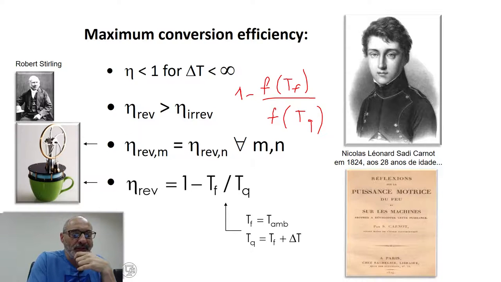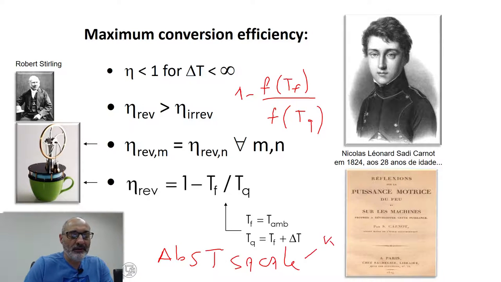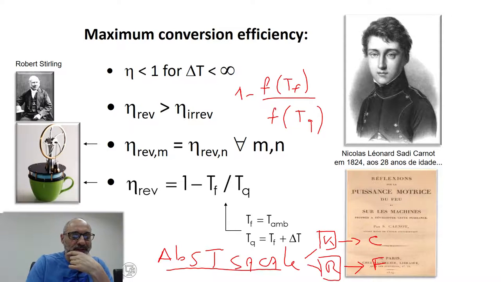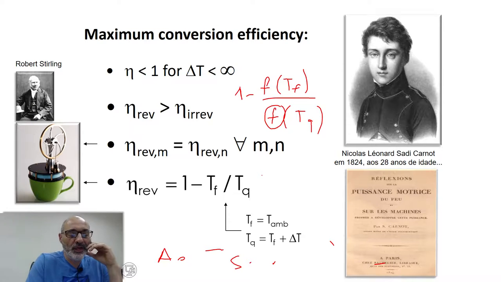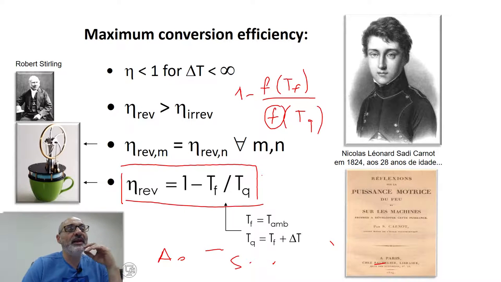This function F is a generic function, and actually what we call the absolute temperature scale, like Kelvin or Rankine. Kelvin is associated with centigrade, and Rankine is associated with Fahrenheit. These special absolute temperature scales were constructed so that this function is unitary. Okay, so let me just erase in order to clean my slide. If you construct a specific temperature scale, you can calculate your maximum efficiencies.